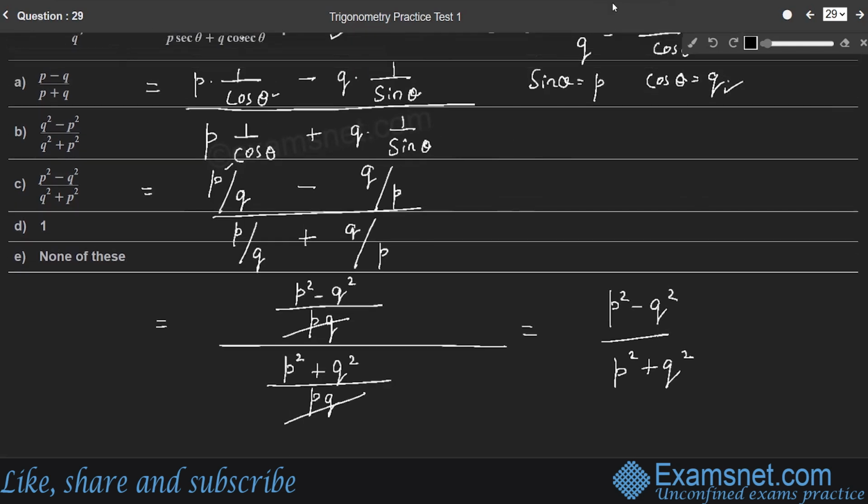So in the given options, you have P square minus Q square by Q square plus P square. Option C, right? So option C is the right answer, right?